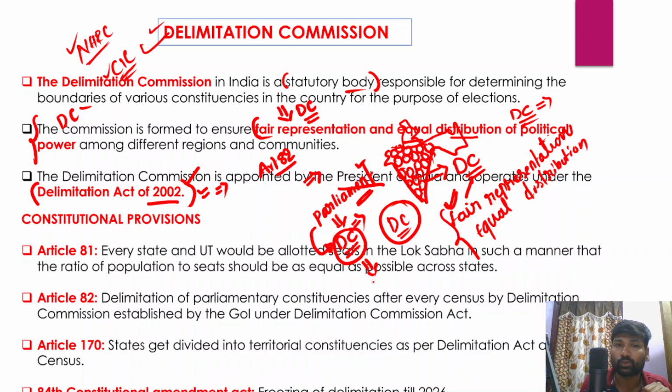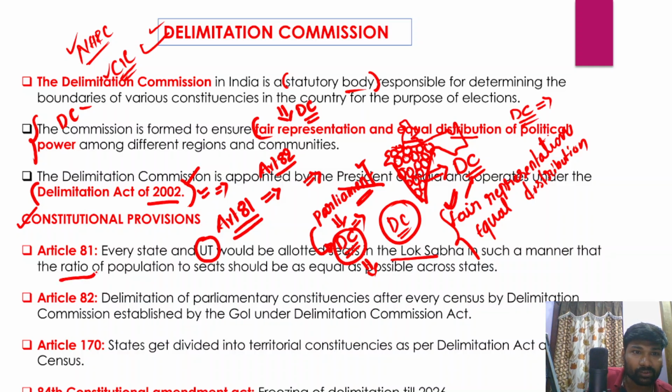And there are some constitutional provisions given here. These constitutional provisions deal with the Delimitation Commission. So firstly, Article 81 of the Indian Constitution. What does Article 81 of the Indian Constitution say? It says that every state and every union territory would be allotted seats in the Lok Sabha in such a manner that the ratio of population to seats should be as equal as possible across the states, right?